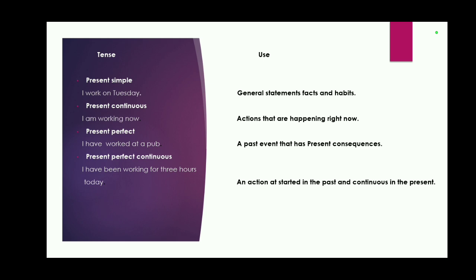The present perfect: I have worked at the pub. We use this to talk about past events or past actions that have present consequences. And the present perfect continuous: I have been working for 3 hours today. This is used to talk about an action.